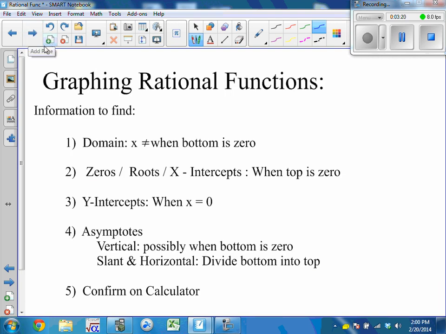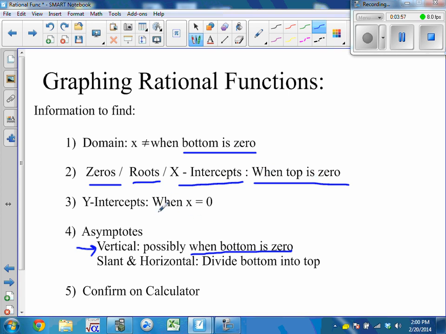So these are going to be our steps. The first step is we're going to find the domain. What makes the bottom 0? Because, and I'll jump ahead here, down here are vertical asymptotes. Where we want to look for those is when the bottom is 0. So that's kind of similar to the domain. We then want to find the zeros or the roots or the x-intercepts. That's where the top is 0. So that's what we found already. We found where the bottom is 0, and we found where the top is 0.